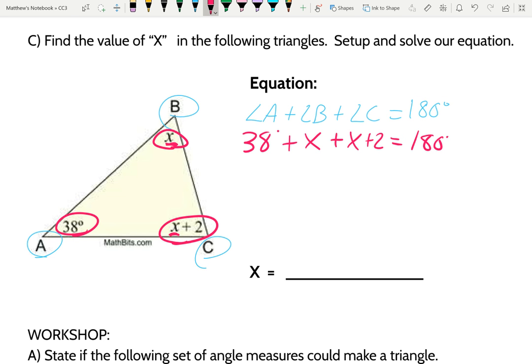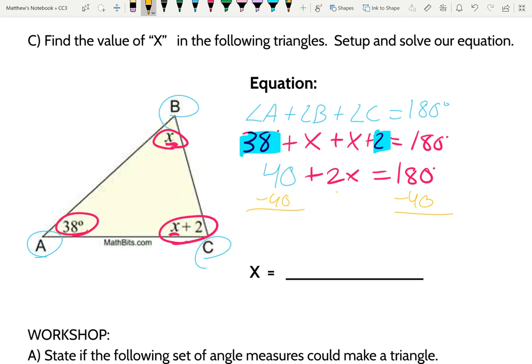So now we can combine like terms from here. I've got 38 and 2. So let's go ahead and combine 38 and 2, and that's going to give us 40. And then we can combine our two x's together to get 2x. And it's still going to be set equal to 180. And then from here, we want to get 2x by itself first. So we're going to subtract 40 from both sides to isolate the 2x. That gives us 2x equals 140 degrees.